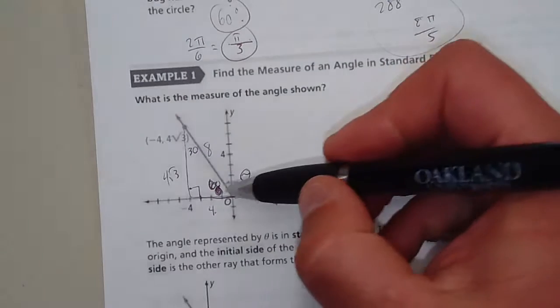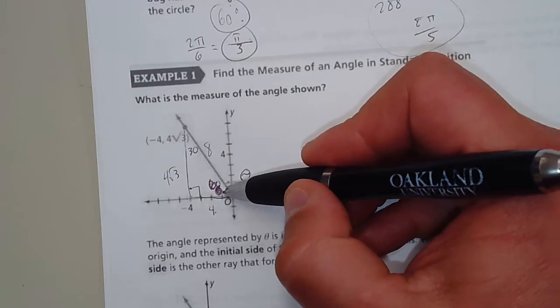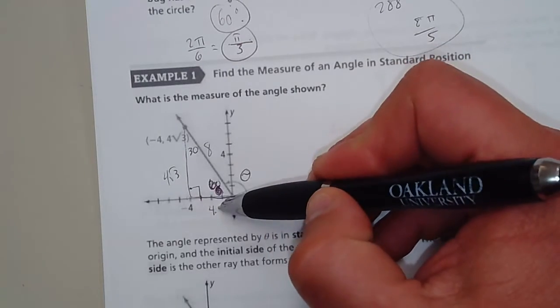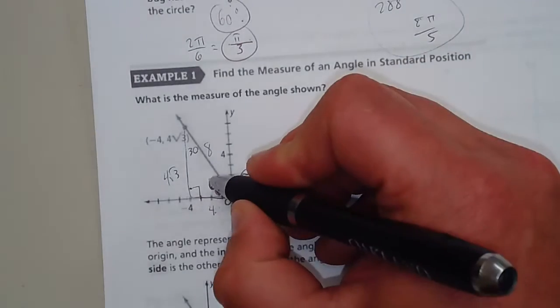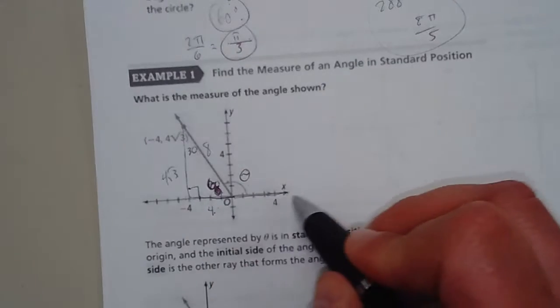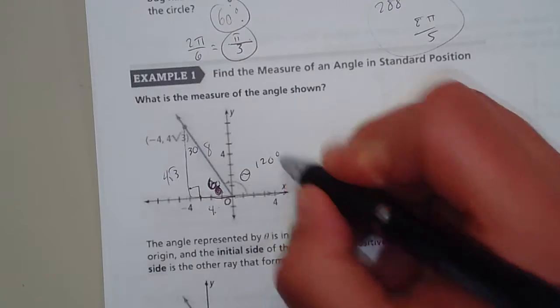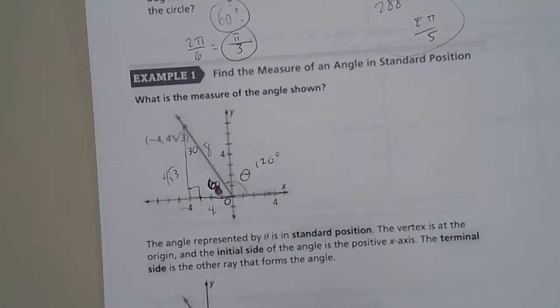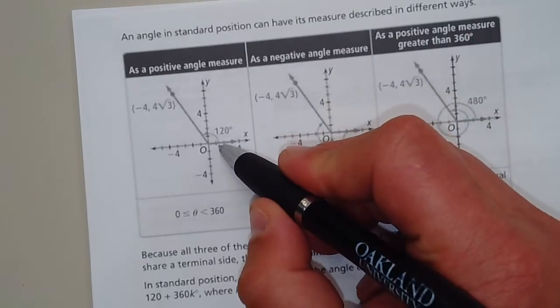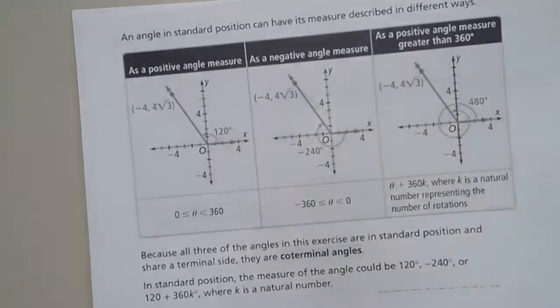So we use our 30, 60, 90 shortcuts to identify what that one is. Now, you could also take tangent inverse of opposite over adjacent, and you could find that angle that way. But we know this angle is 60. All the way across would be 180. So then we'd identify this angle to be 120 degrees, which is what we see on the next page there. So we see you can label this angle as a positive angle measure of 120 degrees.